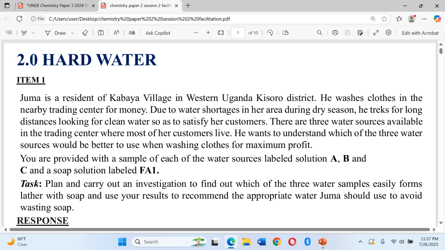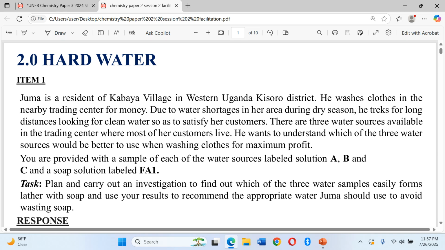Yeah, now we go to the essence of this session. The essence of this session is to look at other topics that were not tackled in session 1. Don't forget the one we have just finished for UNEB was thermochemistry, which we did in our session number 1. But in session number 1, we didn't look at hard water.